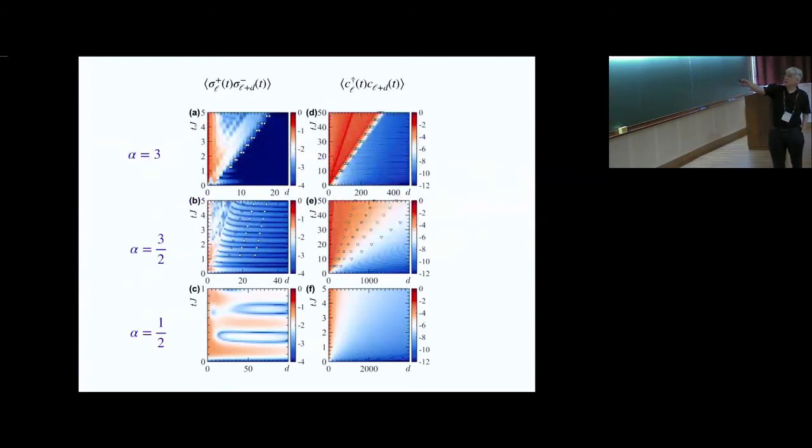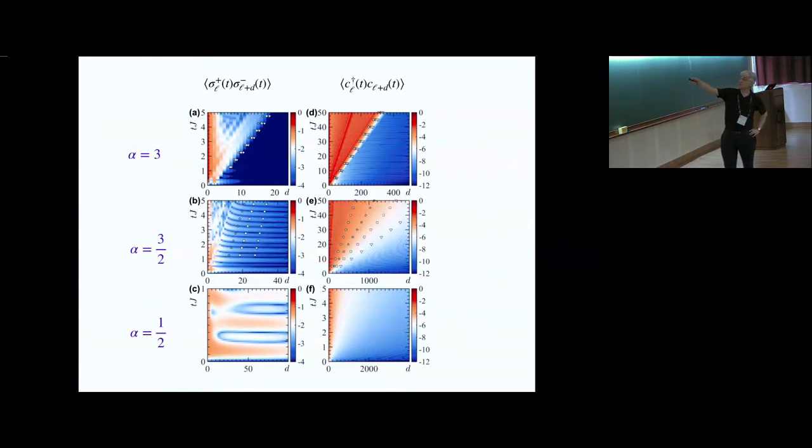So here I always look at connected two-point functions in the transverse field Ising chain. I look at the connected two-point function sigma plus, sigma minus. And in the Kitaev chain, I look at just the single particle Green's function. Okay? Always at a distance d. And now the x-axis is the distance between the two points where I do my measurement, so to speak, and the y-axis is time after the quench.